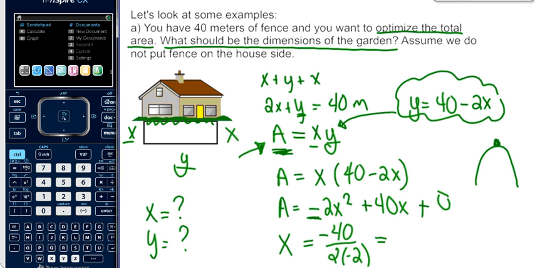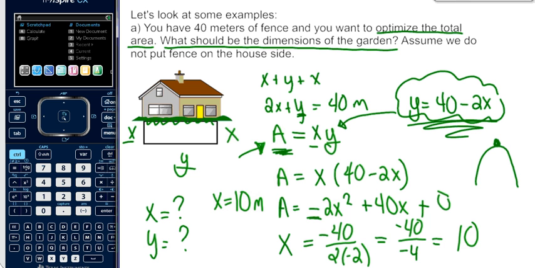So negative 40 over negative 4, that's going to be 10. So x equals 10 meters. And y, of course, we can substitute that 10 back into the equation that's already solved for y. So y would be 40 minus 2 times 10, which is 20. So 40 minus 20, y equals 20.